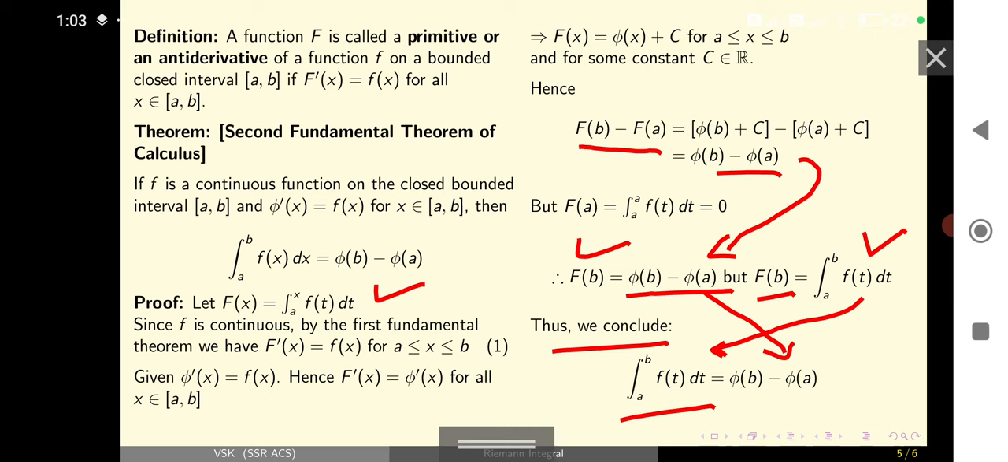Sometimes it is asked to state and prove the second fundamental theorem. So we will have to write the statement and the proof also.